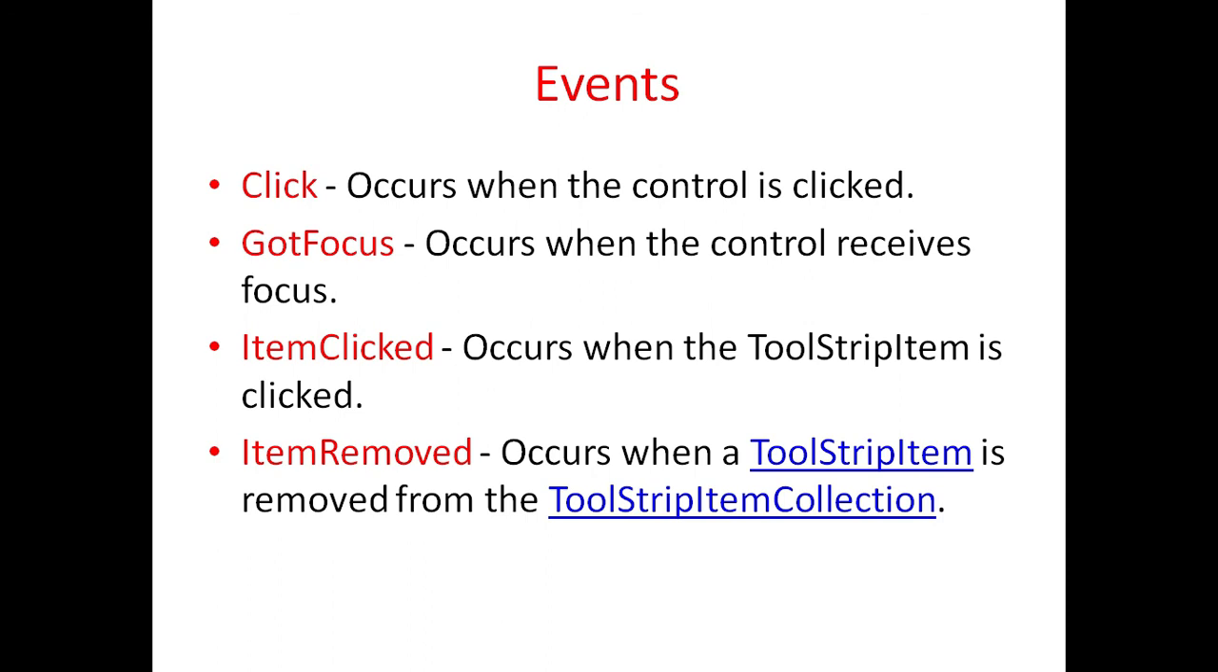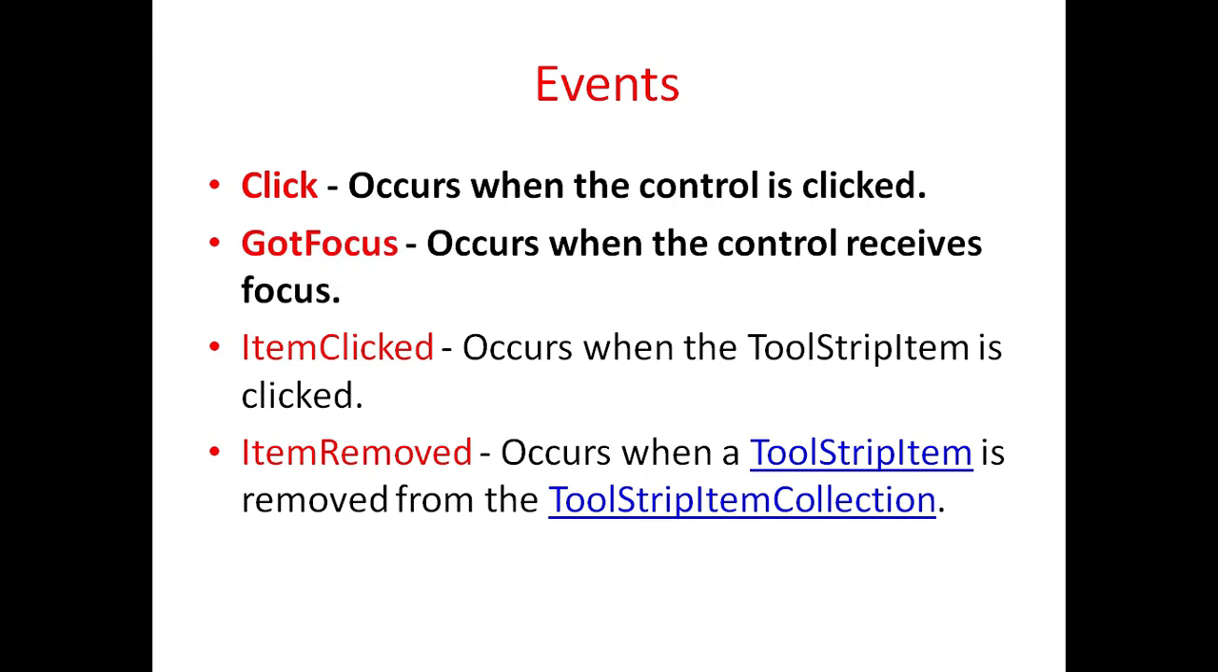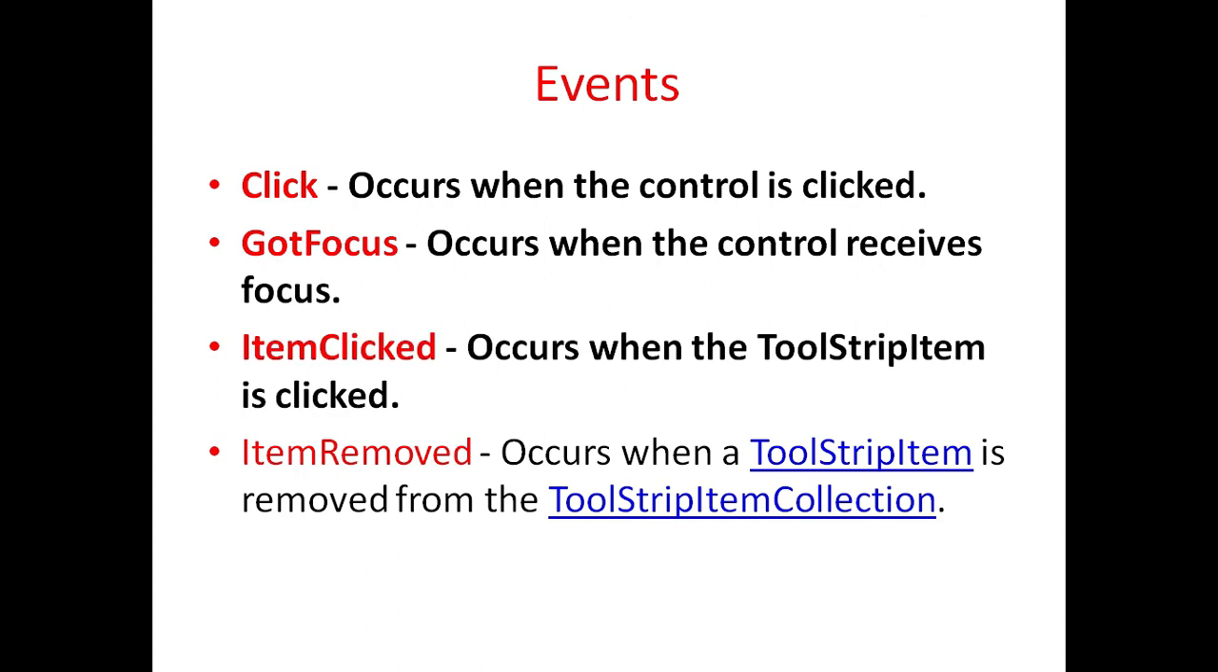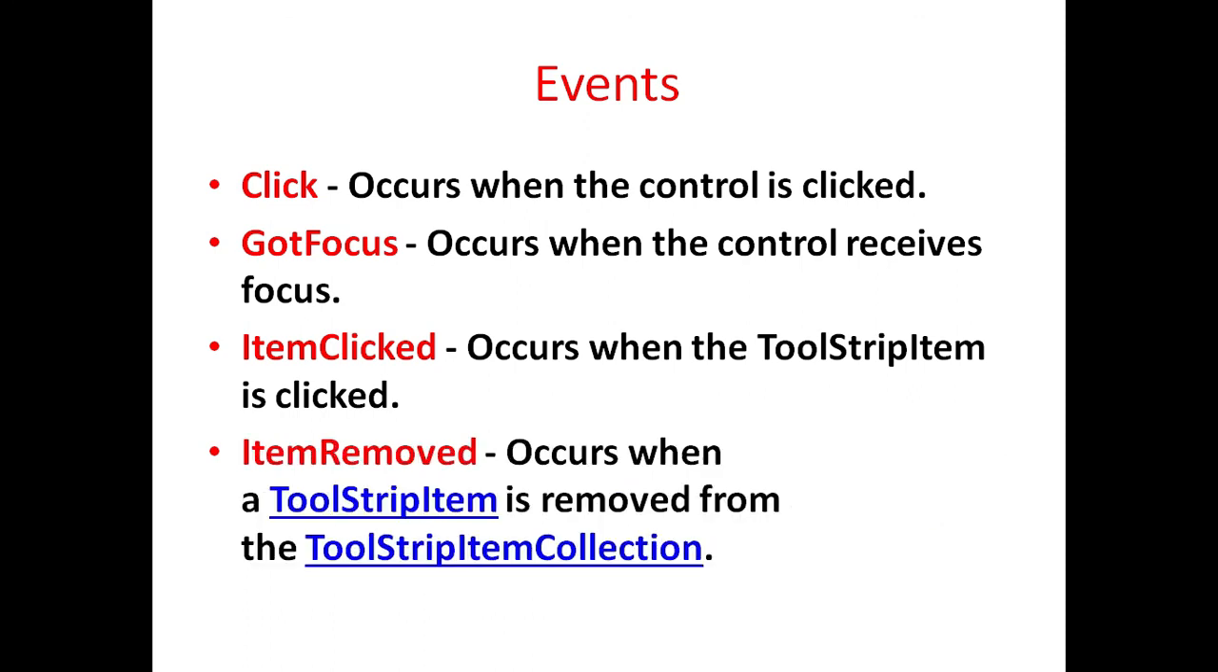Different events for navigator controls are: click, which occurs when the control is clicked. Got focus event occurs when the control receives the focus. Item clicked event occurs when the toolstrip item is clicked. And item removed event occurs when the toolstrip item is removed from the toolstrip collection.